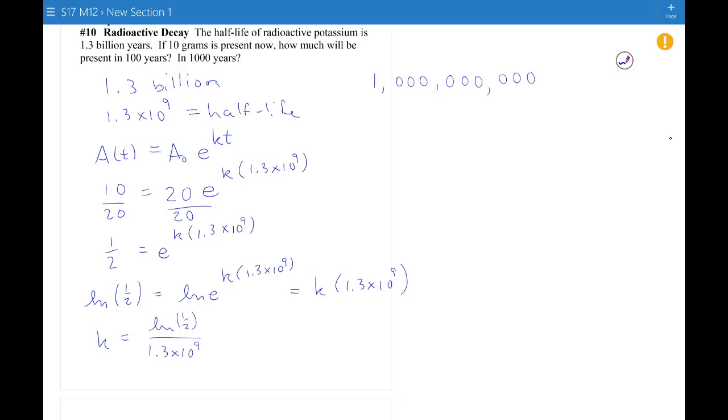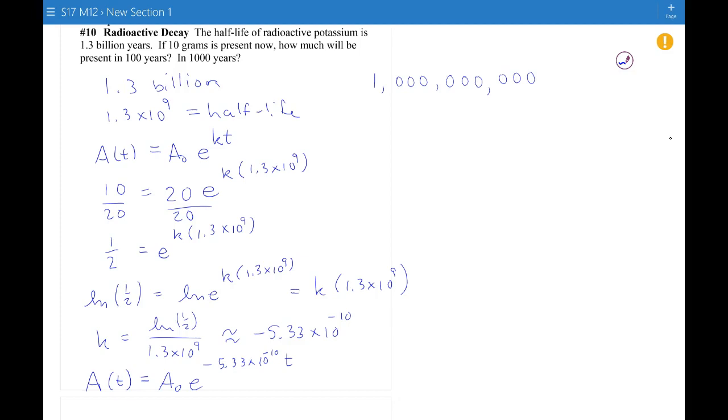Let's see, how big is that? Wow, it's negative 5.33 times 10 to the minus 10 in scientific notation. So that's our k number. So now we know that our formula looks like A of t equals how much you started with, A sub 0, e to the negative 5.33 times 10 to the negative 10 t.